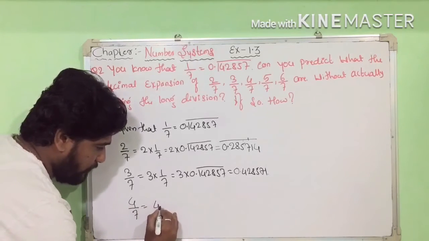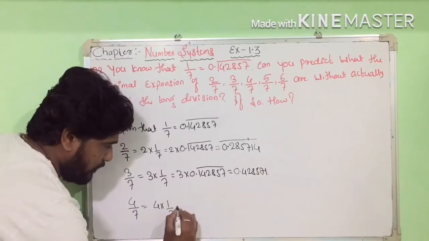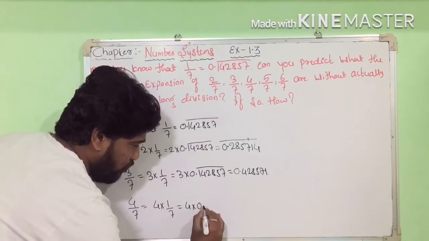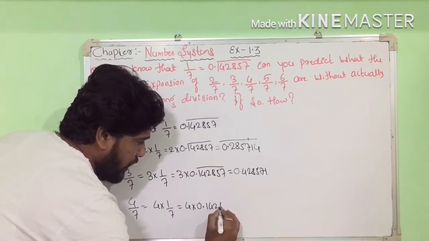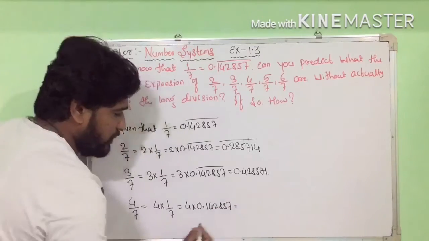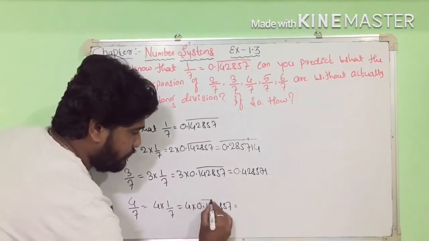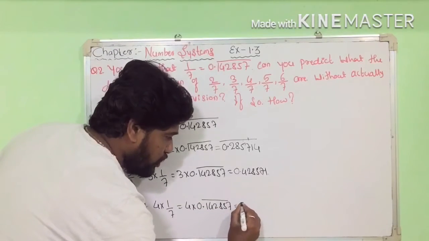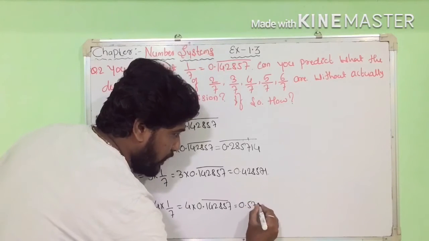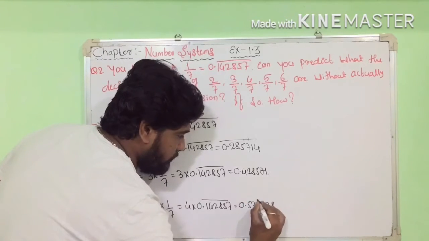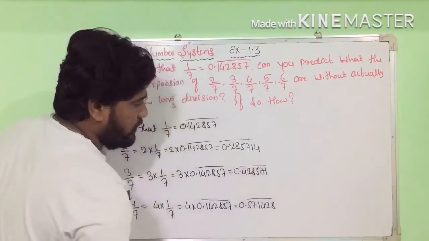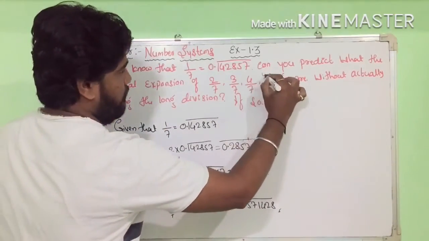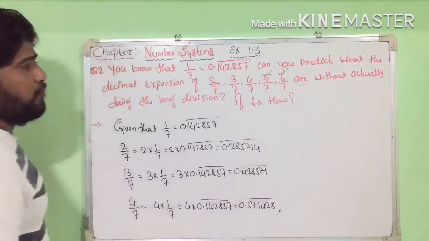So next one they given 4 by 7. So this one we can write 4 into 1 by 7. So this becomes 4 as it is into 1 by 7 value they given, 0.142857. Then make this multiplication, we'll get here 0.571428, right? So next, 5 by 7 and 6 by 7, homework, make.